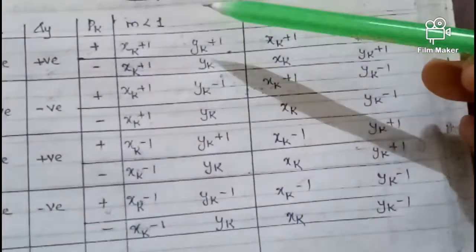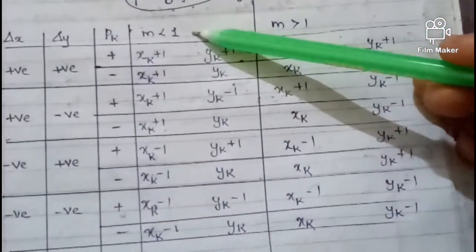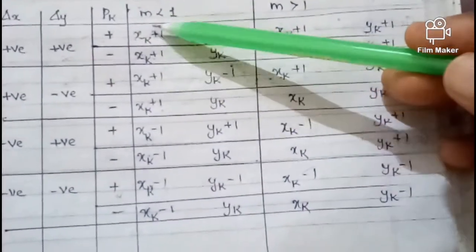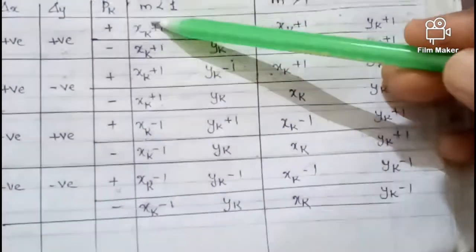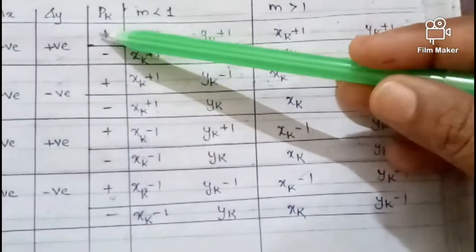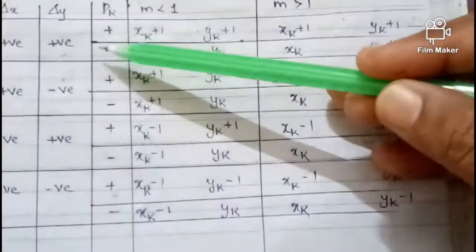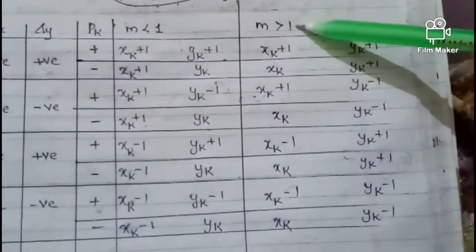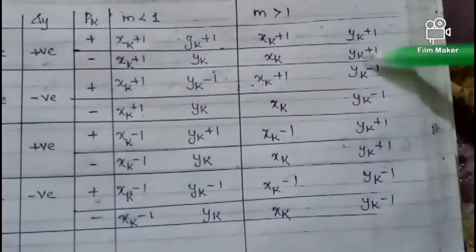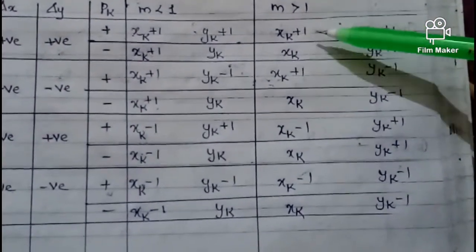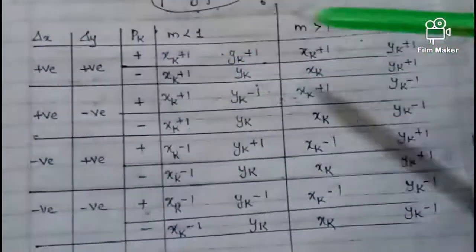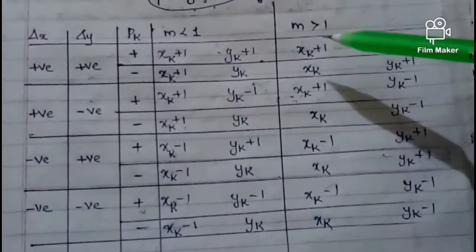If we are dealing with m less than 1, then in all cases, that is whether pk is positive or whether pk is negative, x will always undergo a change, but y changes only when pk is positive, and y will not undergo any change if pk is negative. But if it is an m greater than 1 case, then irrespective of whether pk is positive or negative, y always undergoes a change, but x changes only when pk is positive, and x will not change when pk is negative. So in this way you can easily find the plotting points.